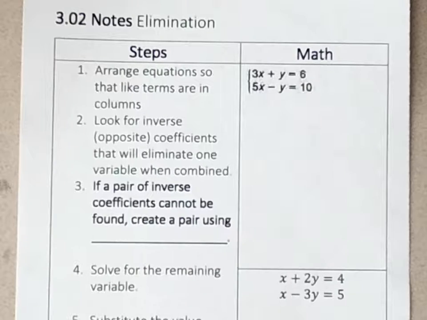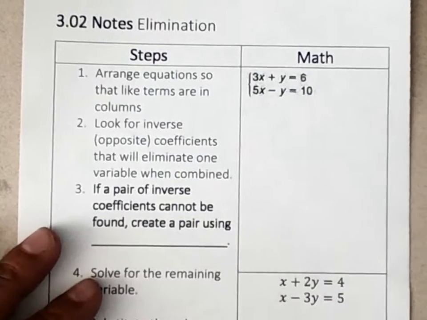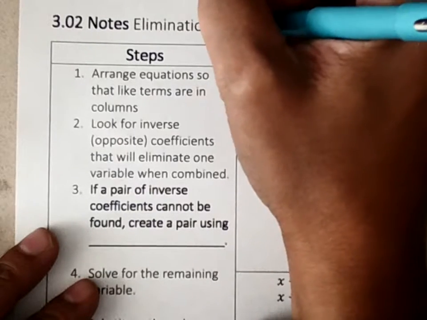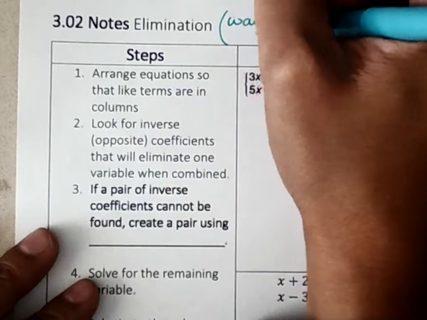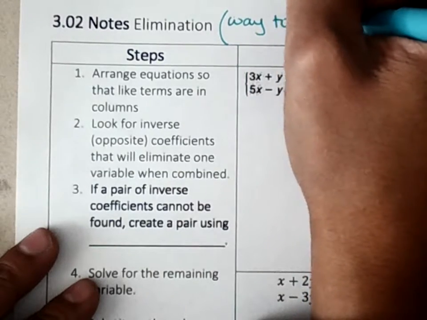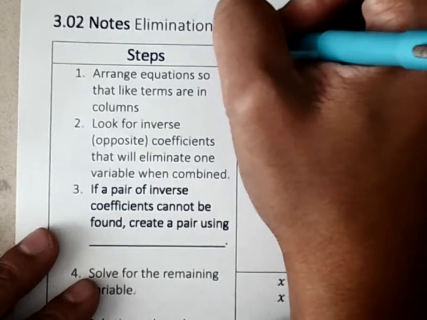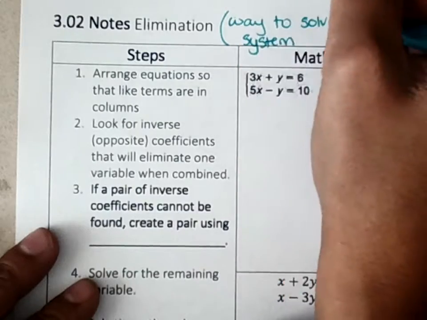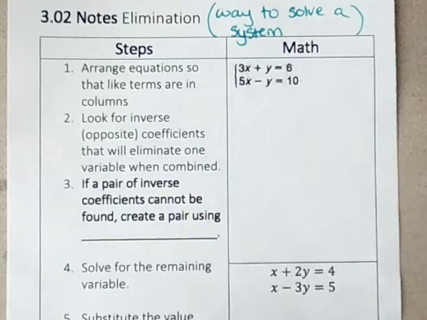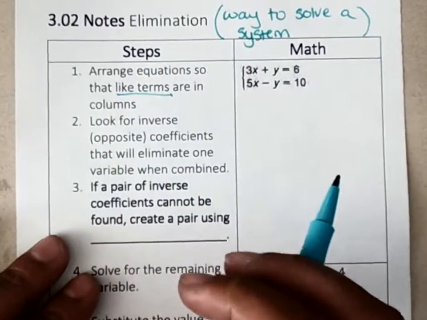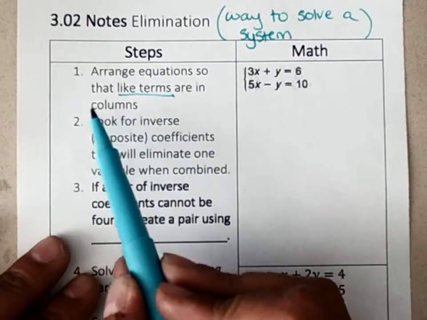In these notes, we are going to be reviewing elimination. Elimination is another way of solving systems of equations that you learned in 9th grade. So the first step is to arrange the equations so that like terms, remember like terms have the same variable with exponent, are in the same columns.